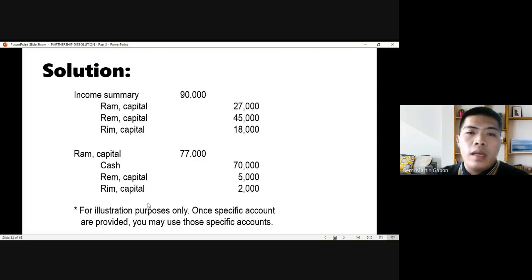Then take effect the retirement: debit income summary for 90,000. Credit the respective capital accounts of the partners for the respective shares in the profit, so 27,000, 45,000, and 18,000 respectively to RAM, REM, and RIM. Then take effect the retirement: RAM capital debit 77,000, then credit cash for 70,000. Then the excess or the difference between the two will be credited to the capital accounts of REM and RIM as bonuses.